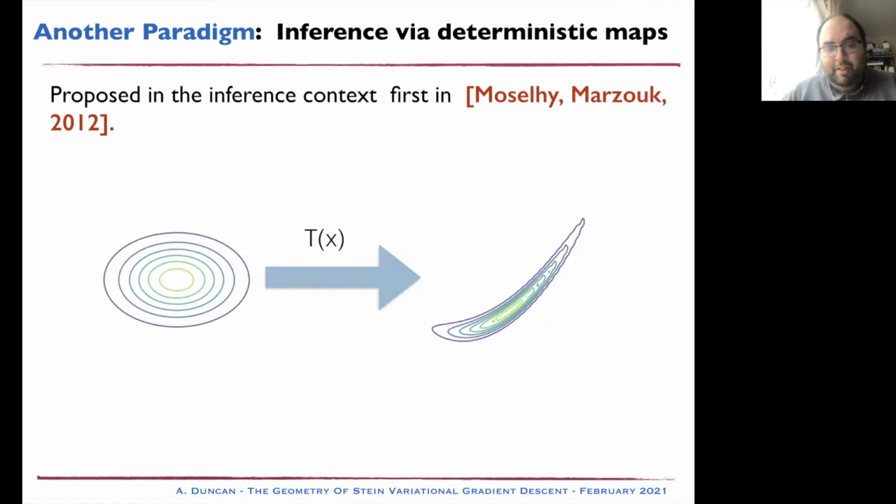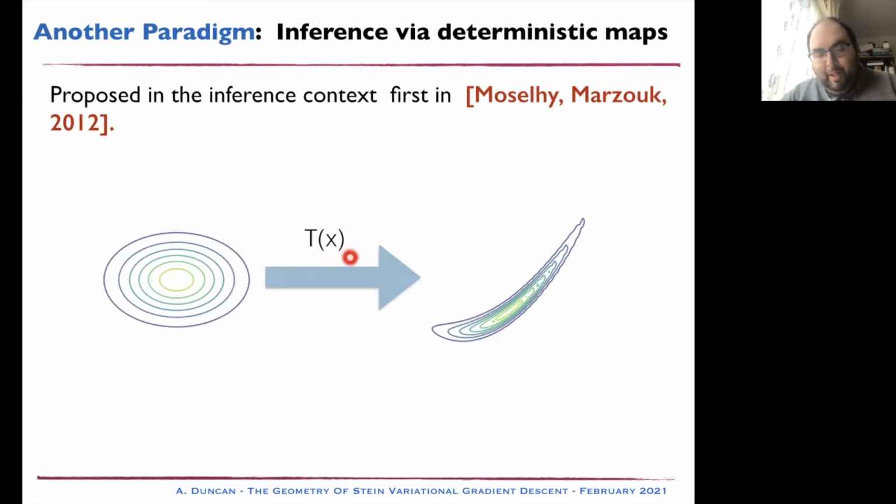The idea of inference via deterministic maps, I first saw it in this context, at least, in the work of Moselhi and Marzouk in 2012, and the idea is very straightforward. If I have some initial distribution which I can sample from very easily, for example, maybe the prior distribution in my model, then I would want to learn a function, basically a vector field, or transformation map rather, T, in such a way that I can basically transform this distribution into this distribution.